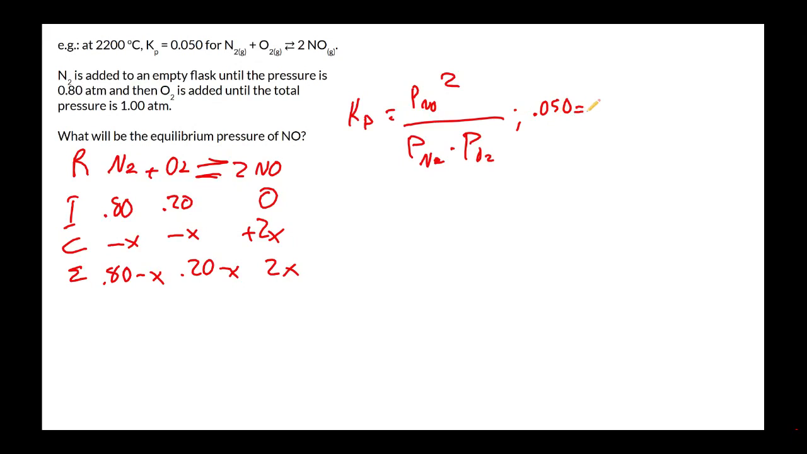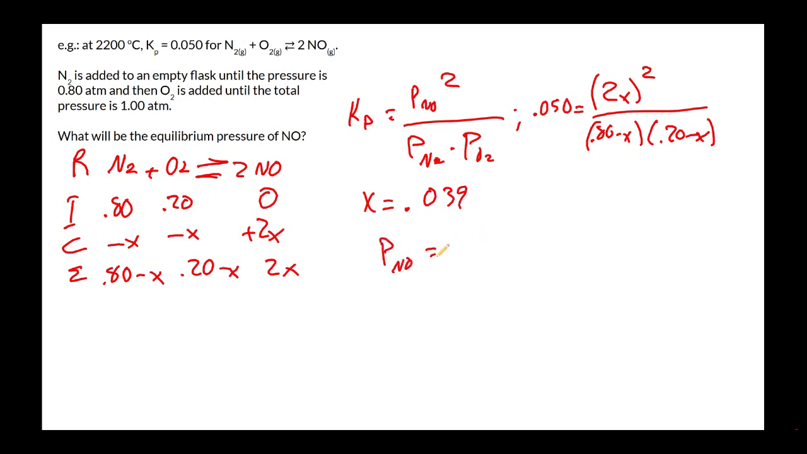0.050, that's Kp, is equal to the pressure of NO, which is 2x, squared. The pressure of N2 is going to be 0.80 minus x, and the pressure of O2 is going to be 0.20 minus x. So now we've got a quadratic to solve. Use your favorite method. My favorite method told me this is 0.039 for x. So that means the pressure of NO at equilibrium, which was 2x, equals 2 times 0.039, and that comes out to 0.078. And we put atmospheres in, so we get atmospheres back out.